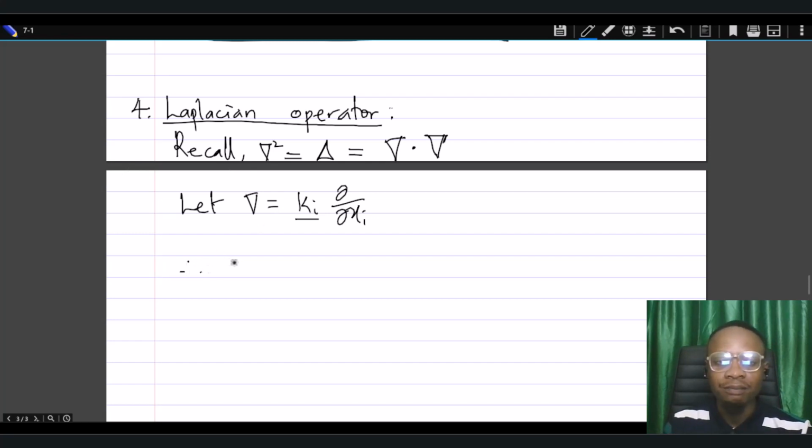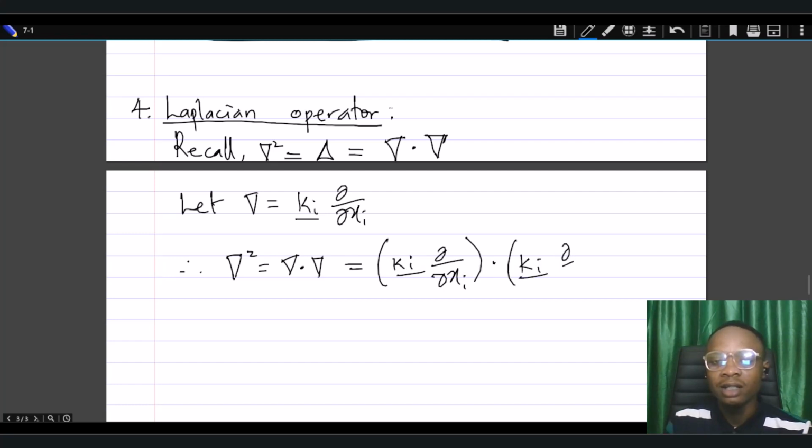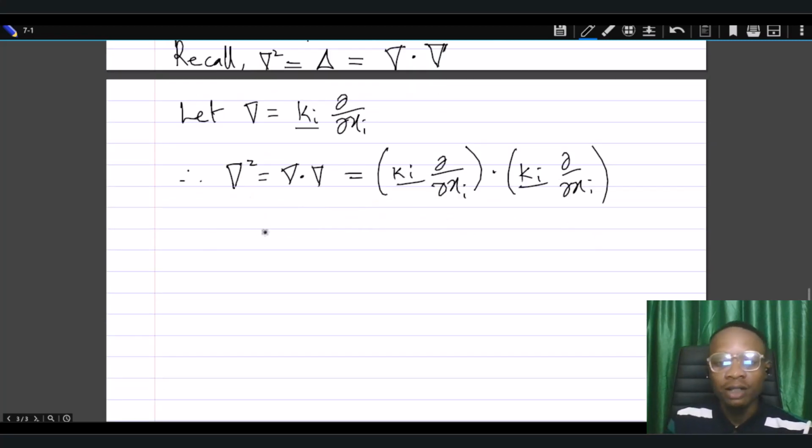So it then follows that nabla squared, which we know to be nabla dot nabla, would be equal to ki del del xi, dot another nabla, which is ki del del xi. So by this, we are good to go. We carry out the same operation here. How do we do that? The scalar portions, we will bring them together. That will be del del xi multiplying del del xi. Of course, that will be del squared del xi squared. Then we multiply by the vector portions, which is going to be ki.